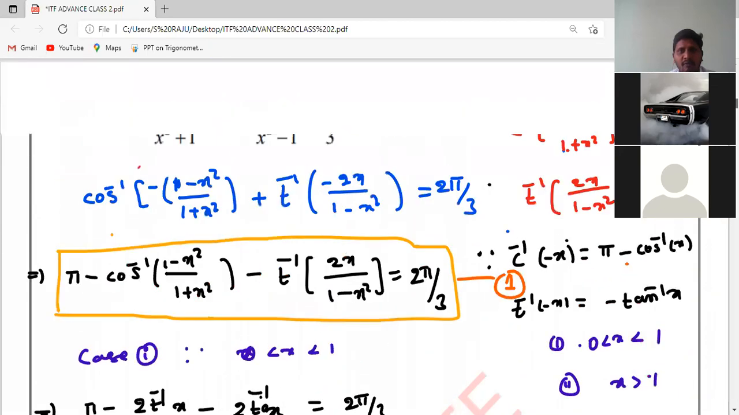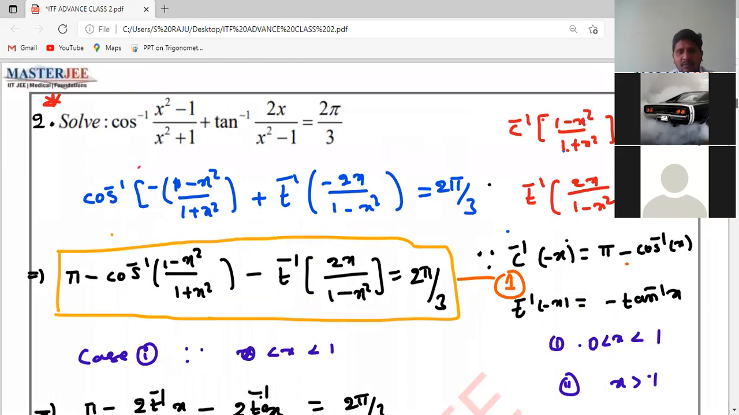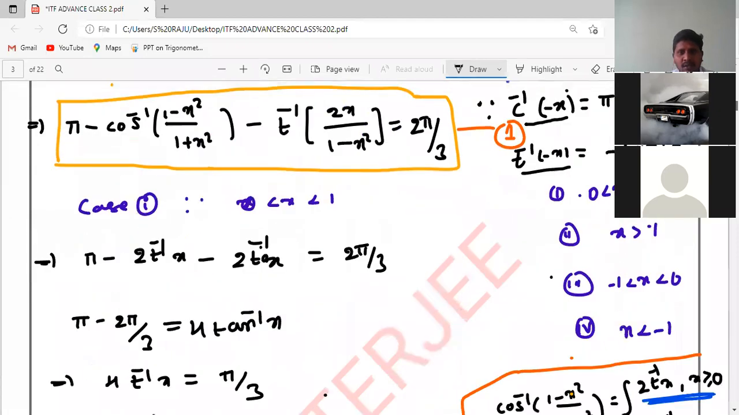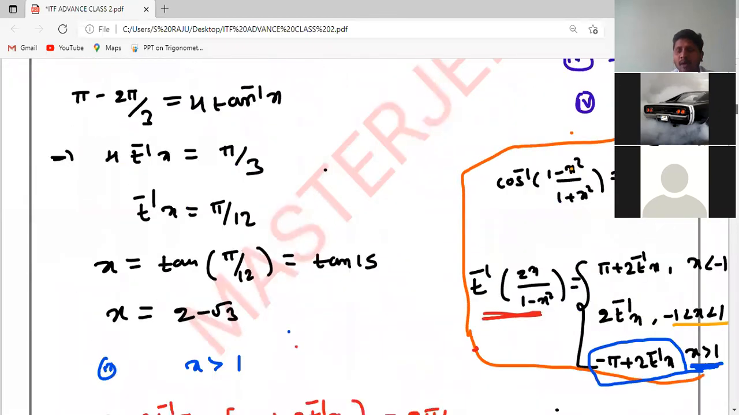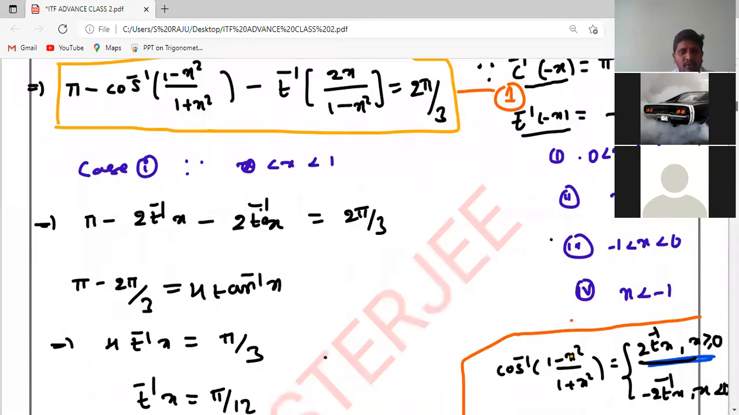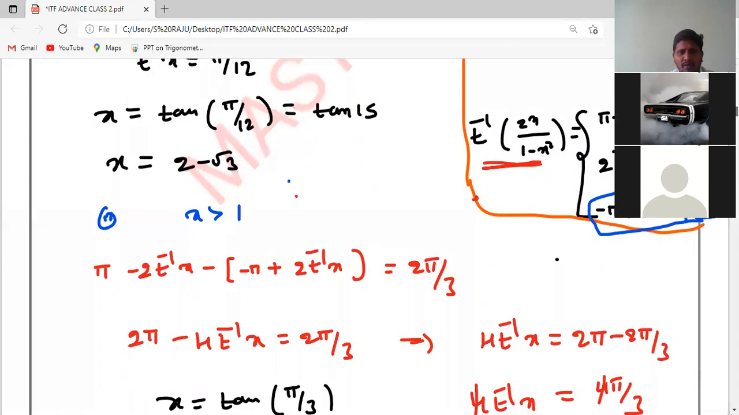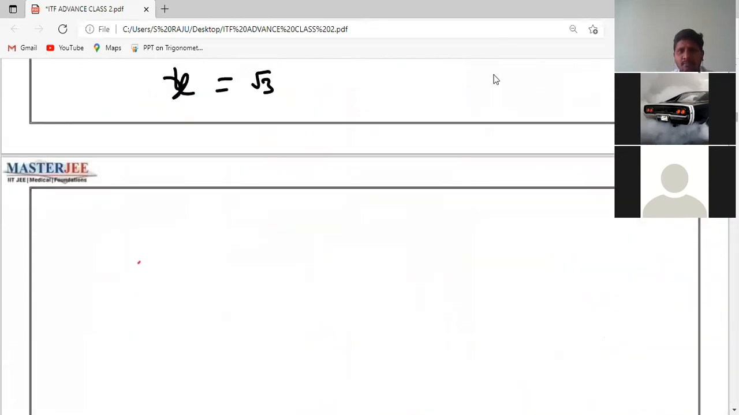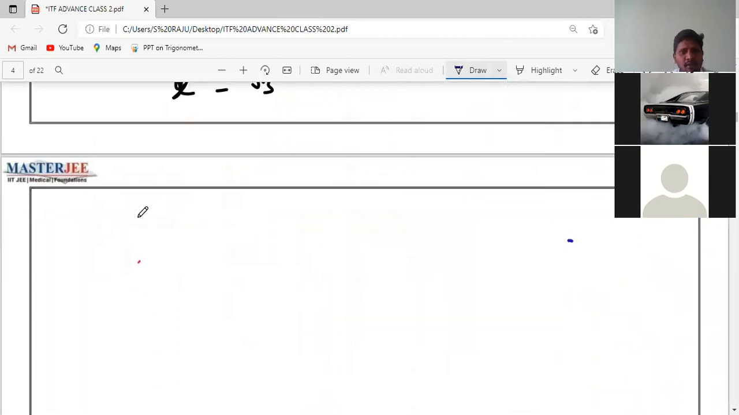Okay students, any doubts here? See, first I applied the formulas for cos inverse x and tan inverse of minus x. Then we got equation 1. In that, cos inverse of x becomes the same formula, whereas tan inverse gives two different formulas. I just substituted, then simplified, and we got the answer. Then case 3. What is case 3? Case 3 is minus 1 less than x less than 0.